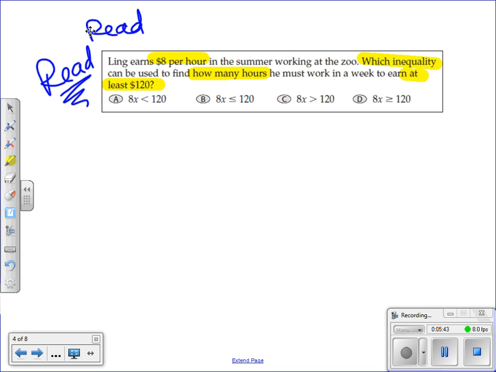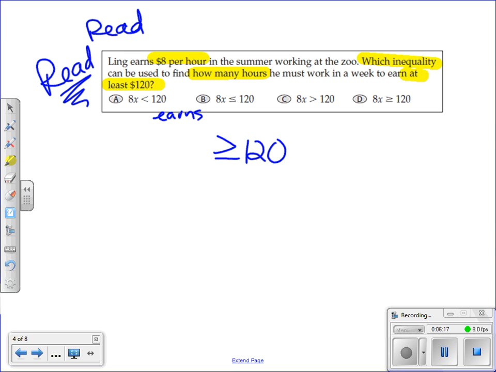We have to earn at least $120. Could it equal $120? He has to earn at least. So yes, it could equal it. Can he earn less than $120? No, he cannot earn less than $120. What he earns has to be greater than or equal to $120. And what he earns is going to be over on this side, right?